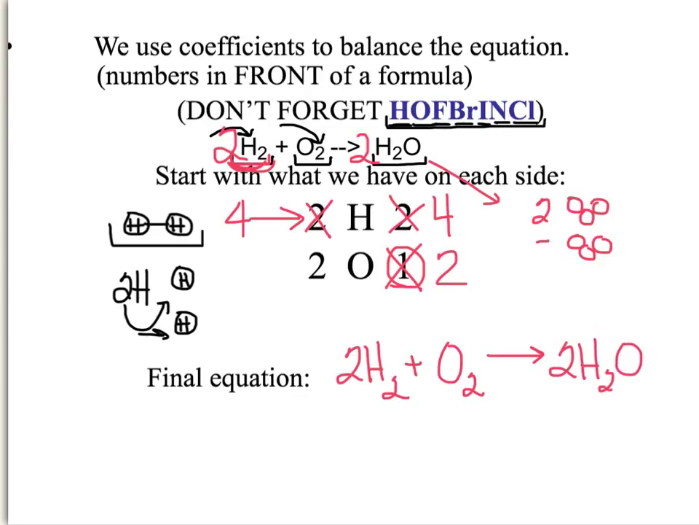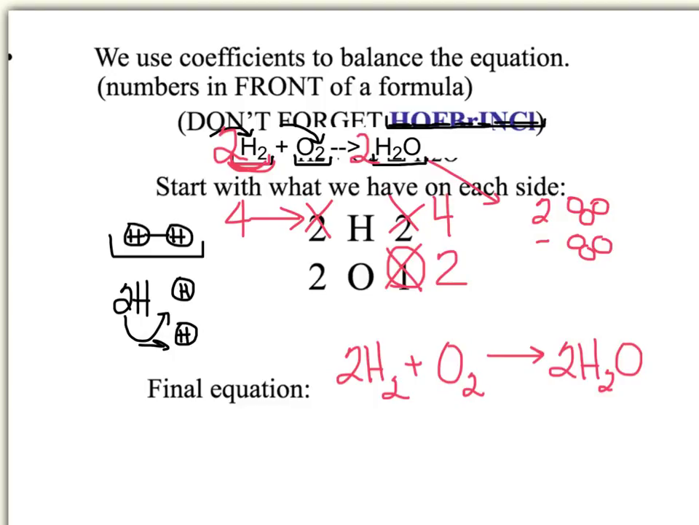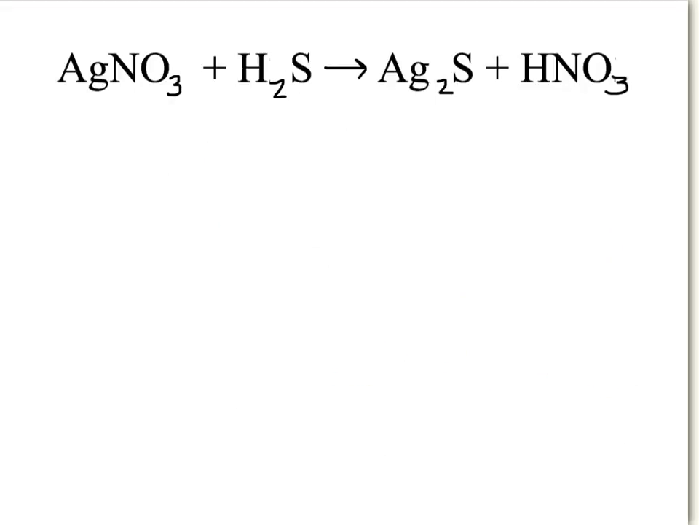Notice that we didn't change the number of atoms on each side. We still have 4 atoms of hydrogen on the left and 2 atoms of oxygen. We have 4 atoms of hydrogen on the right and 2 atoms of oxygen. All we've really done is rearrange their locations. So let's try another problem from scratch.